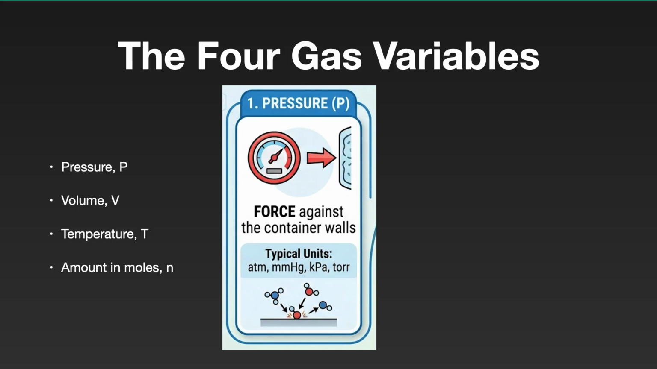To quantify a gas, we use four specific variables. Pressure is capital P, and this is the force against the container walls. The typical units of pressure are atmospheres, millimeters of mercury, and psi, which we'll get into in a bit.